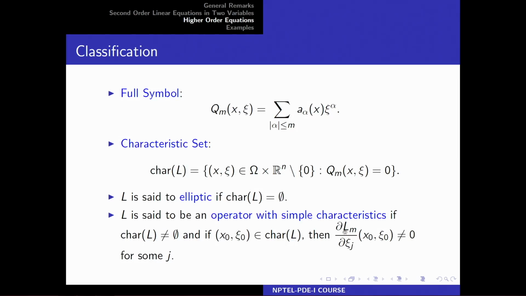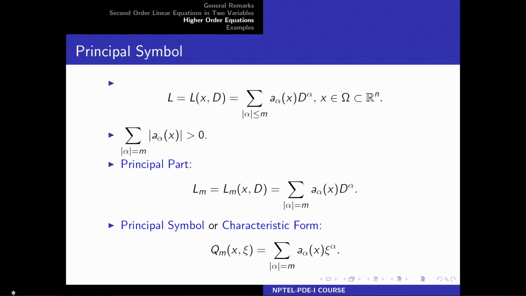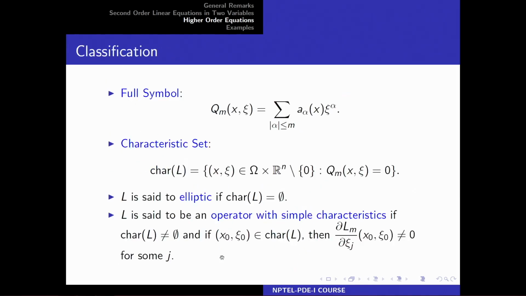So, this is not Lm, but Qm. Sorry for that, this is the polynomial Qm, the homogeneous polynomial Qm. Because Lm is a differential operator, I cannot differentiate. So, this is Qm. You take the derivative of Qm with respect to zeta j, and again you evaluate at x0, y0, and that should not be 0 for some j, not demanding for all j, but some j.